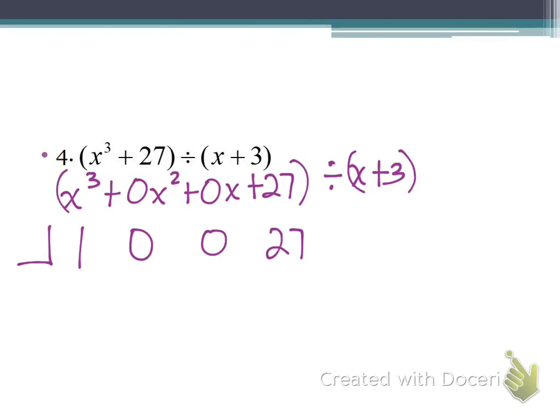What number's going in my little box? -3. Yep, you're right. All right, the 1 goes where? Straight down. We take 1 and we multiply it by negative 3. We add that to 0.